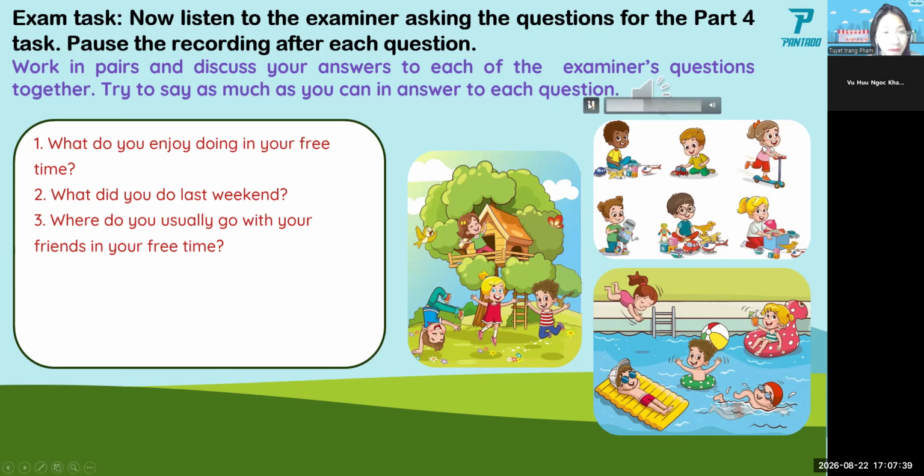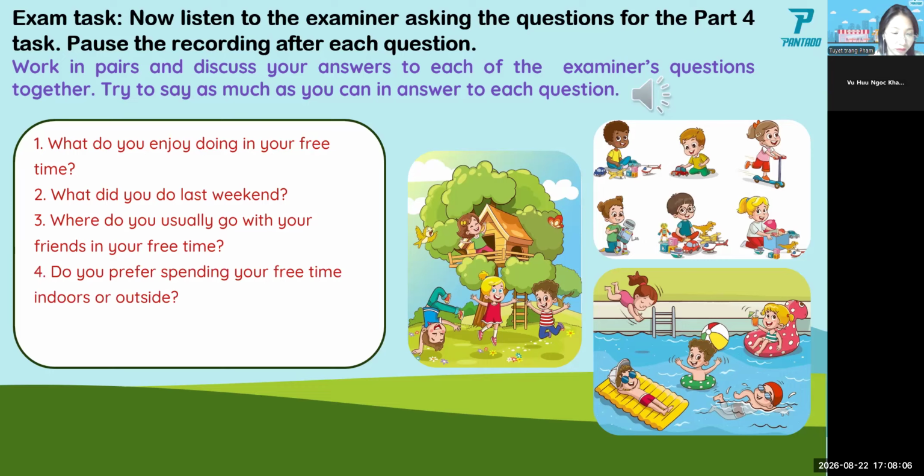Number 3. Oh, now listen. 3. Where do you usually go with your friends in your free time? 4. Do you prefer spending your free time indoors or outside? Number 3 first, please. I usually go to the coffee shop to chat with friends or a small restaurant to eat together. Okay. And number 4, Khang, do you prefer spending your free time indoor or outside?